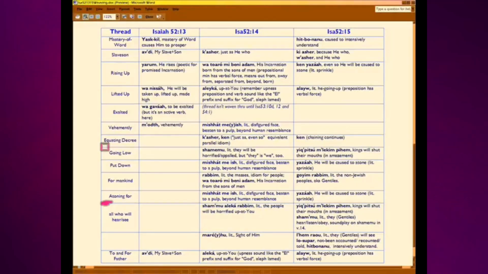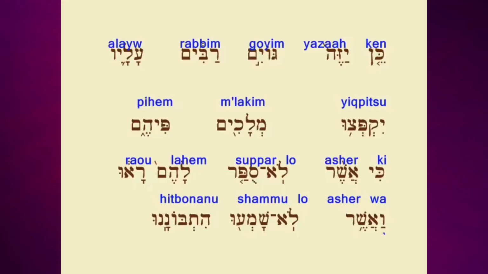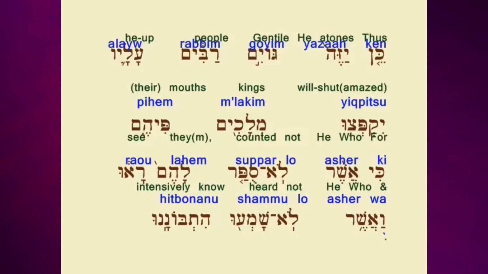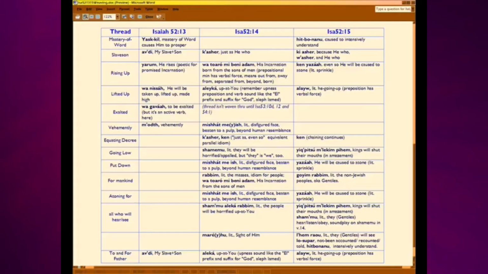Okay, so Isaiah is paralleling that here in 52:15 with the sound shamu, to hear, to listen, to obey. Lo shamu, not hearing, not listening, not obeying. Wa'asher lo shamu, the one who we didn't listen to, we didn't hear, we didn't obey. Hitbunanu, now understand. And it's true that the Goyim Rabim, the Gentiles, are in view here. But again, the poster boy was the Jews in 52:14. The poster boy is the Gentiles in 52:15. You see how he's doing the pairing still?